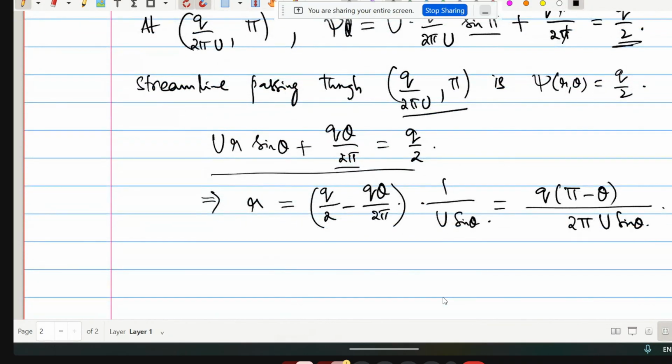Now you see what happens at theta equal to 0. As theta is equal to 0, this is basically sin 0, 0. What happens at sin 0?